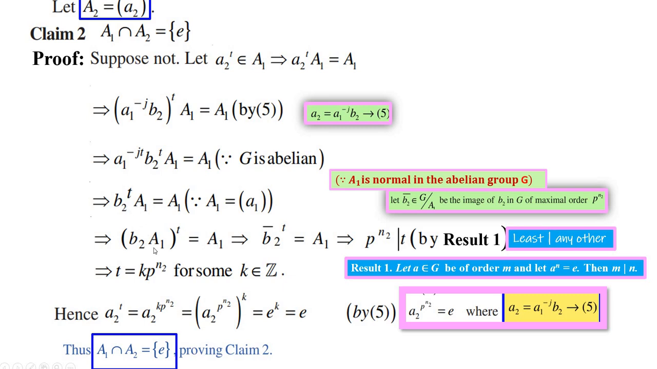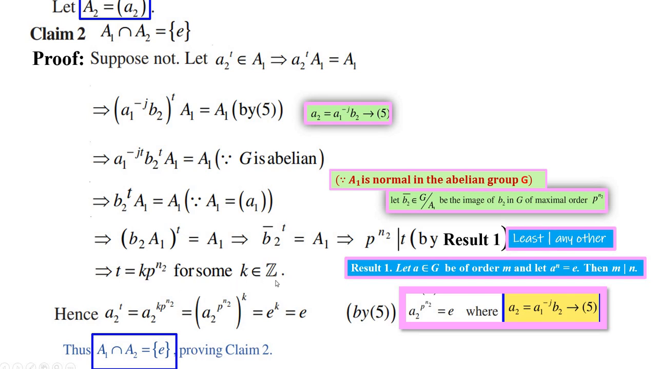This step is because A1 is normal in G, this T will go outside, so you have this. But this we have denoted as B2 bar, so B2 bar per T is A1. And again, as far as B2 bar is concerned, P power N2 is the least, and this is any other, so the least must divide any other, so using that, P power N2 should divide T.